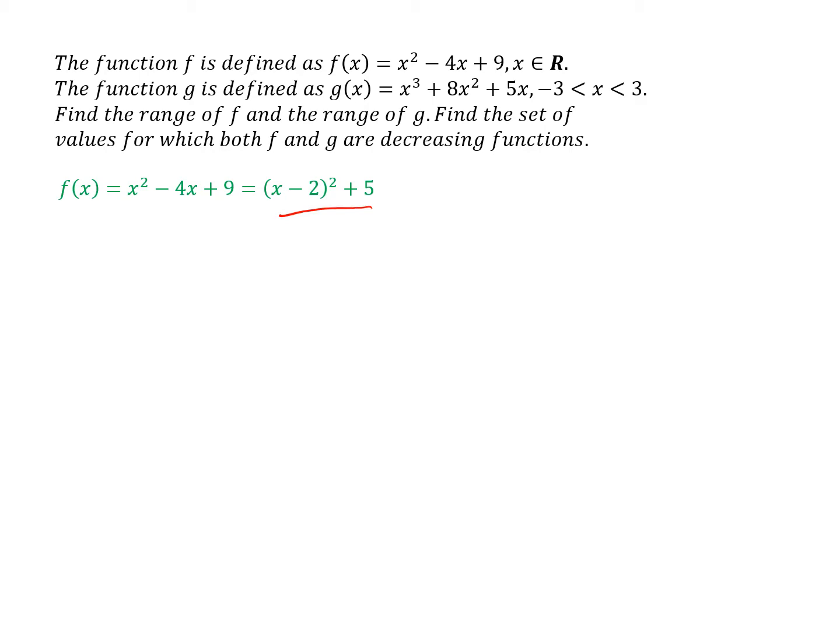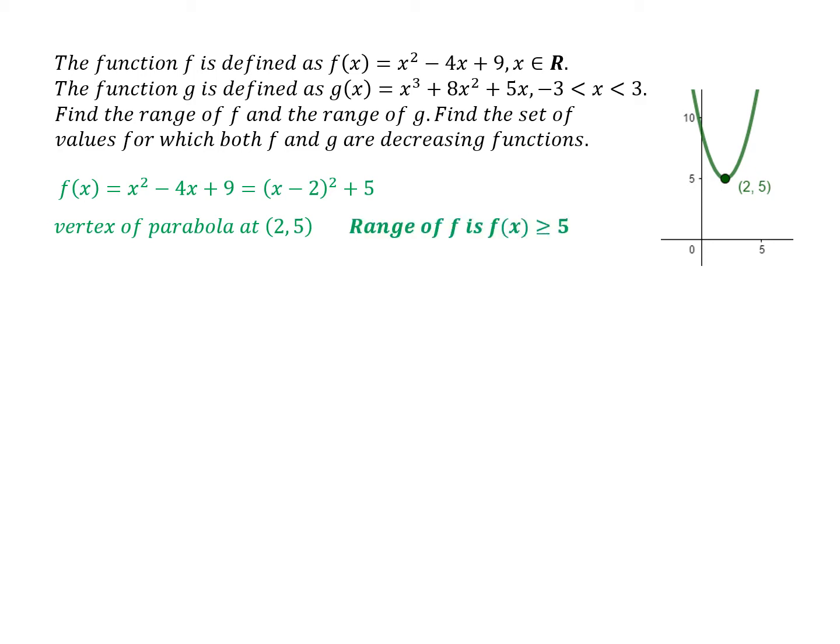So this is a transformation of the graph of y equals x squared. If y equals x squared looks like that, then this x minus 2 squared translates that 2 units in that direction, and the plus 5 translates it 5 units in that direction. So the vertex goes to the position (2, 5). So I can now sketch f of x, and that's what f of x looks like.